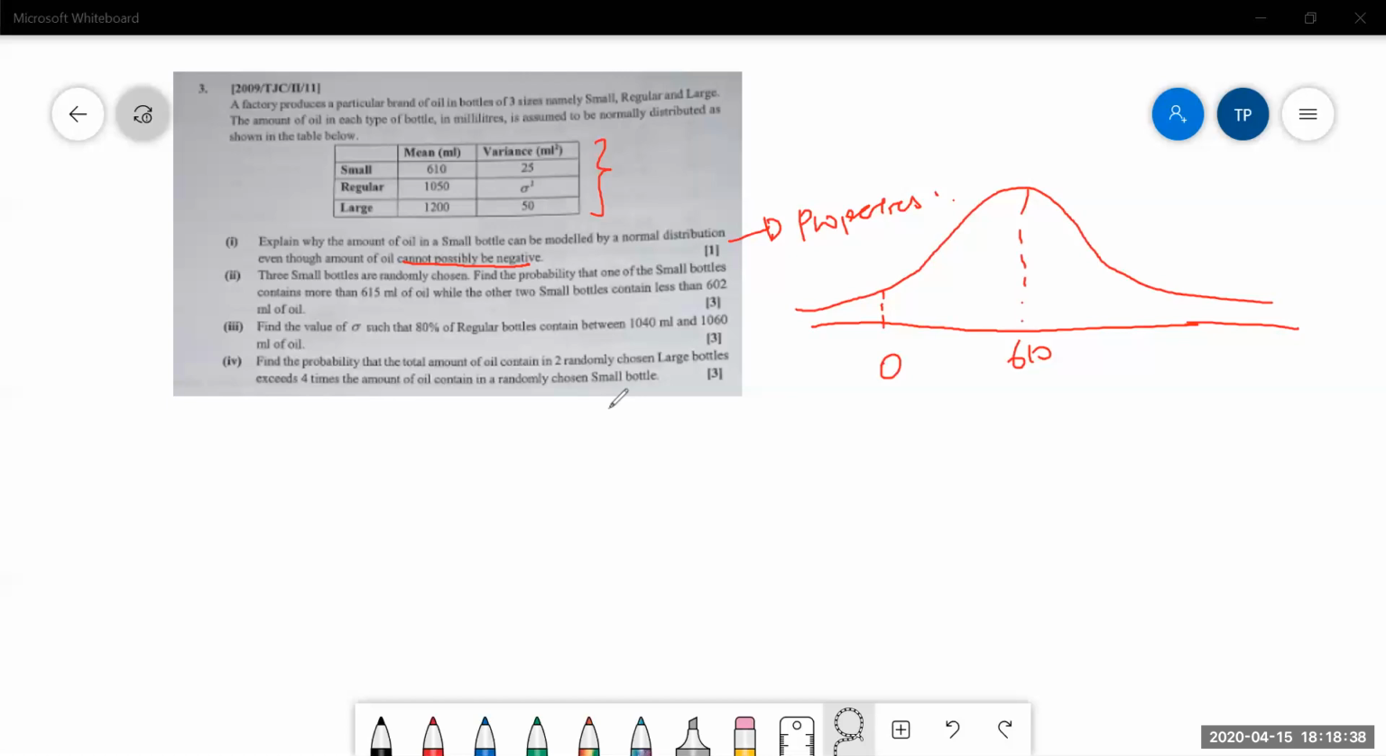I want to give up already. I don't know what they're asking. Question 3 part 1. I will flip the paper over and walk out.